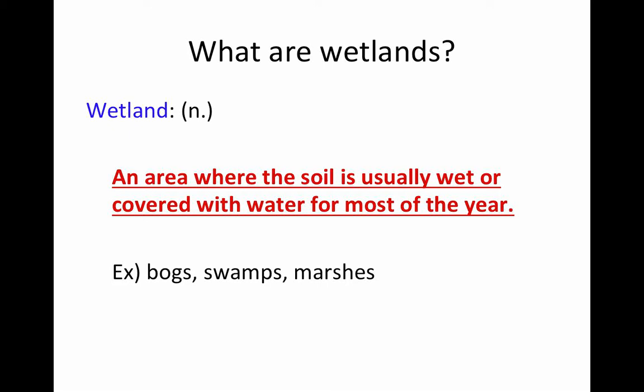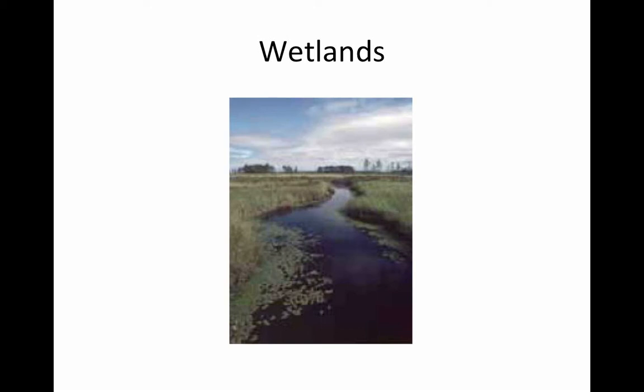Please make sure you're writing this definition down in your workbook. And if I'm going too fast, please feel free to pause your video. The definition of a wetland is easy to remember. It is an area of the land that is wet. Here, look at this picture again. You can see how large parts of this area are covered with water.